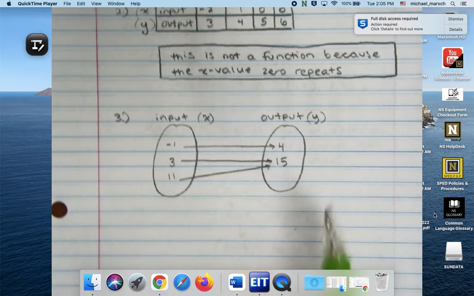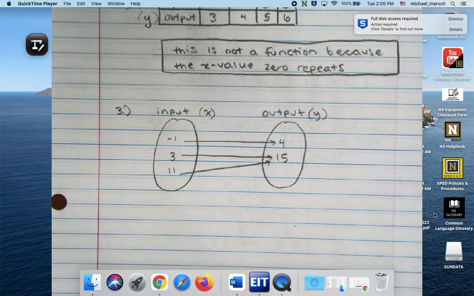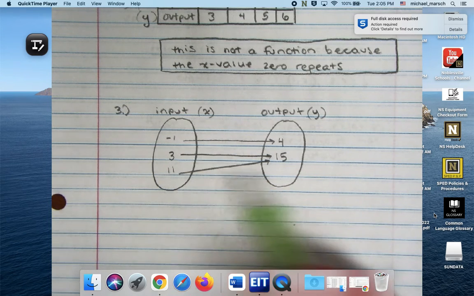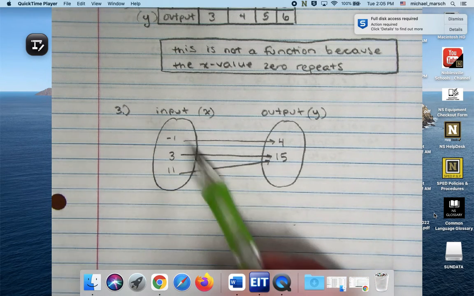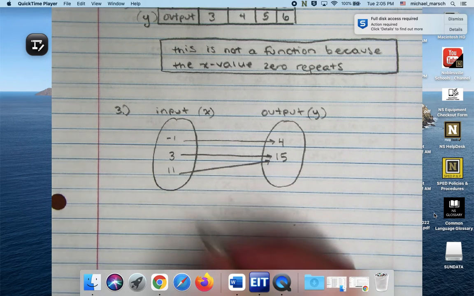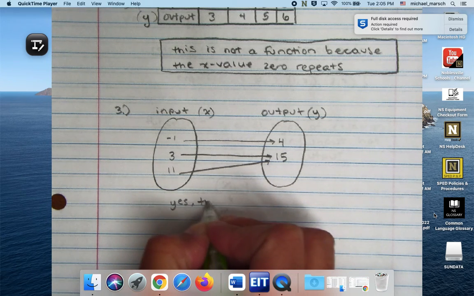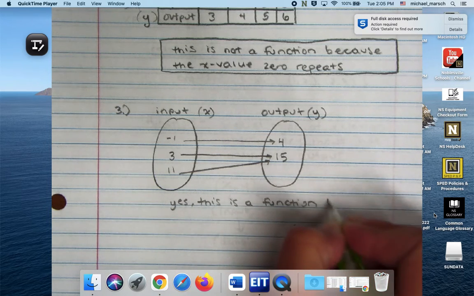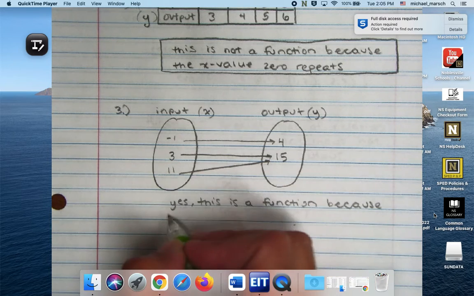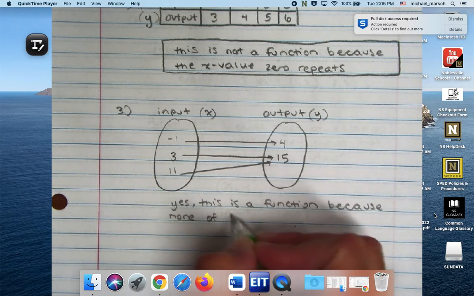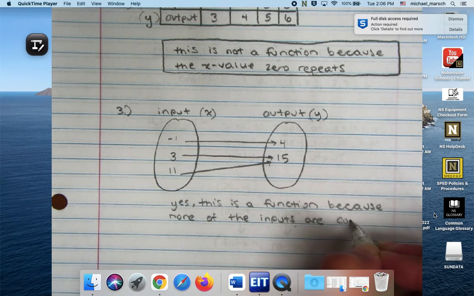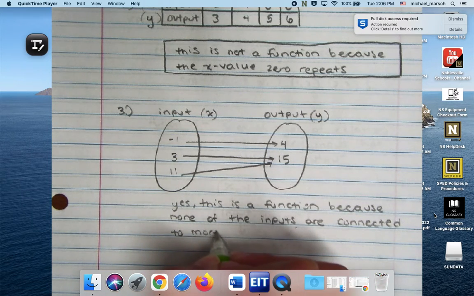So is this a function? It is a function because none of these repeat. Remember, I don't care if the y value is used more than once. I just can't have the x value used more than once. So yes, this is a function, because none of the inputs are connected to more than one output.